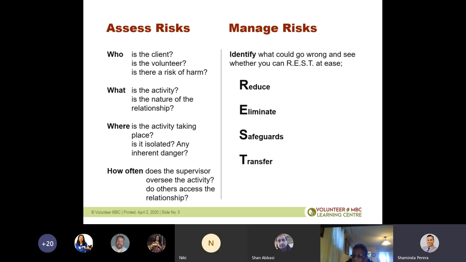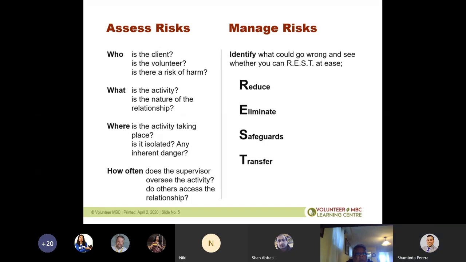Next is, how do we mitigate the risk? How do we manage the risk? I will give you the acronym REST. You identify what could go wrong and see whether you can rest at ease by either reducing the risk that you have, eliminating the risk, putting safeguards in place, or even transferring the risk. I think the acronym REST will be very much in use in our day-to-day work, because we may be changing policies, or retweaking the policies we have, or enhancing the operational side of it based on these four ways of managing risk.